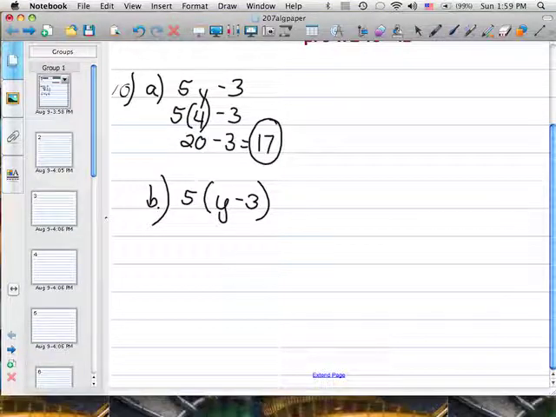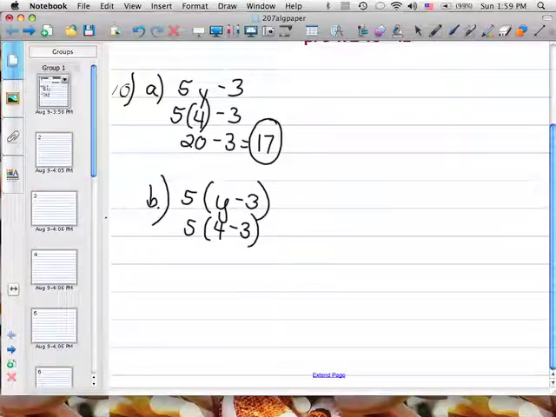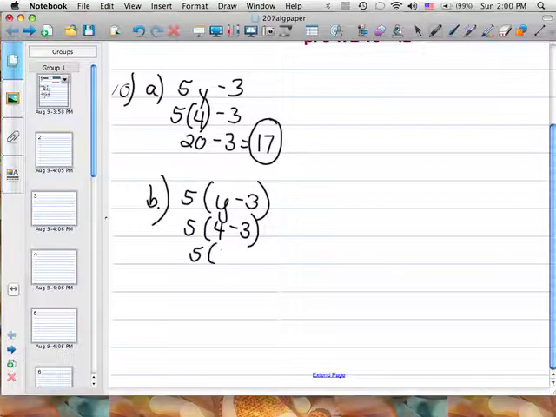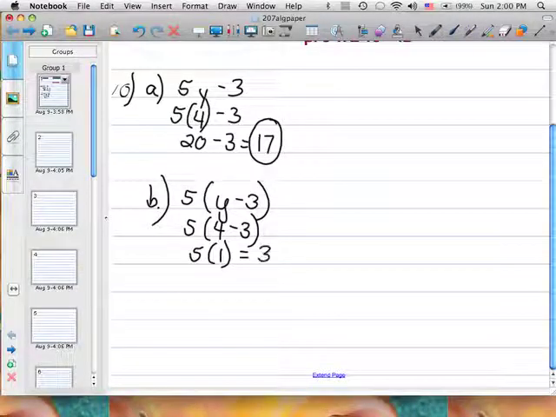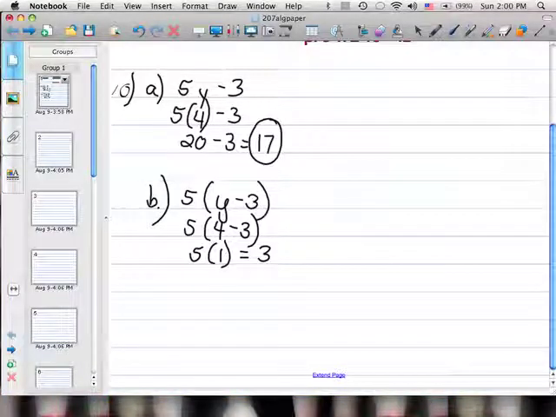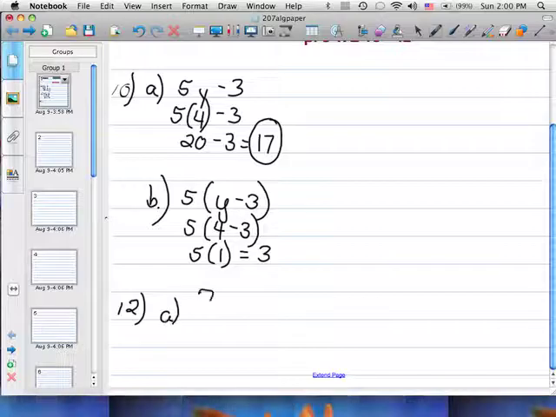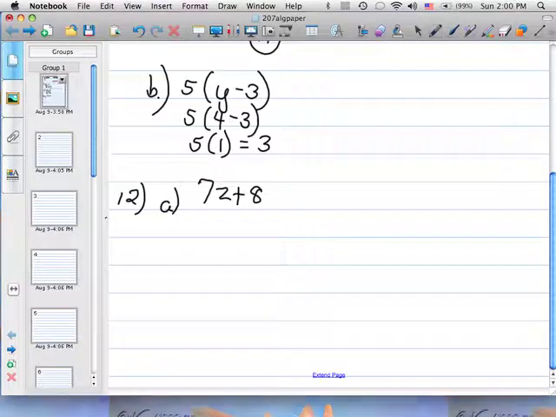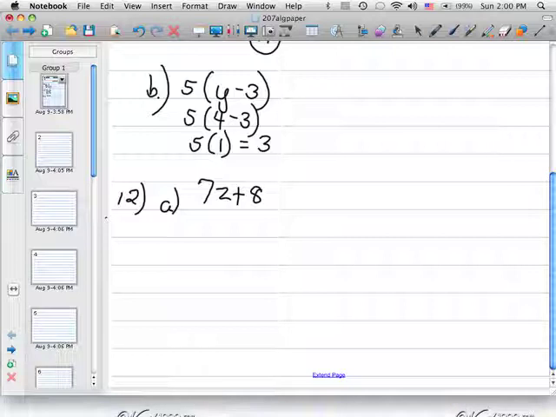Skip a line, and we're going to do part B. Same values. Basically the same problem, except they put parentheses around the y minus 3. So substituting back in the 4 again, we get 5 times the quantity 4 minus 3. This time doing the grouping symbols first. 4 minus 3 is 1, and 5 times 1 equals 5.